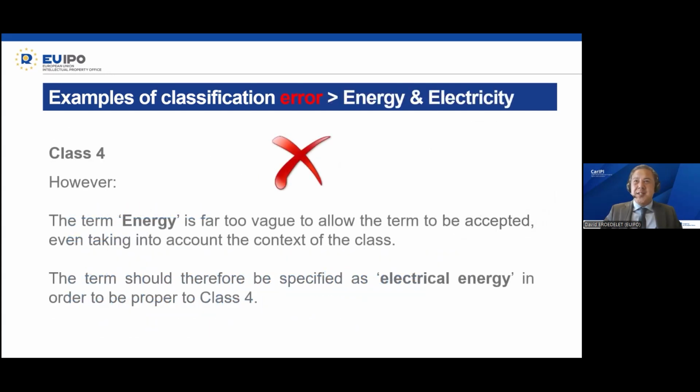And then we go to another example. So as said, energy by itself, even though it is classified in class 4, even though applicants have this in class 4, is too vague, right? So it has to be electrical energy, not only energy.